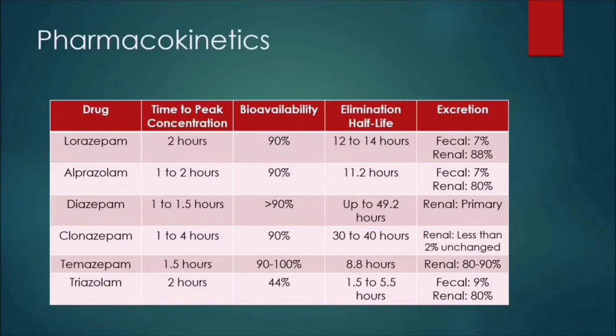2% unchanged. In temazepam, the time to peak concentration is 1.5 hours, the bioavailability is 90 to 100%, the elimination half-life is 8.8 hours, and the excretion is renal, 80 to 90%. The next and last drug is triazolam: the time to peak concentration is 2 hours, the bioavailability is 44%, the elimination half-life is 1.5 to 5.5 hours, and the excretion is fecal 9% and renal 80%.